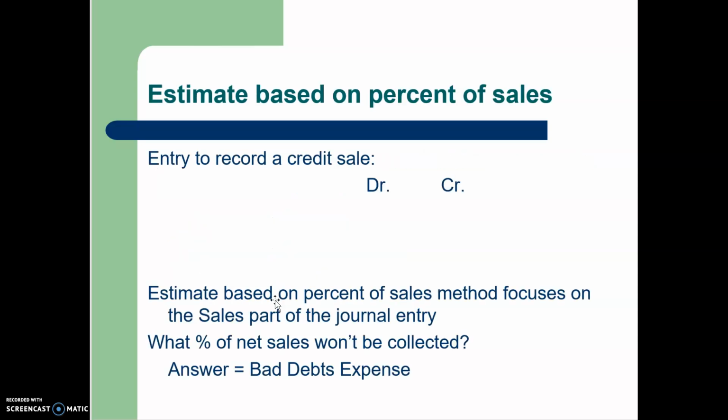So the first one we're going to look at is the estimate based on the percent of sales. So let's think about the entry to record a credit sale. When we make a sale to a customer on account, we debit accounts receivable, we credit sales revenue. The estimate based on percentage of sales focuses on the sales revenue part of this entry and says how much of the sales revenue won't be collected. And that amount of sales revenue that won't be collected is going to be our bad debts expense.